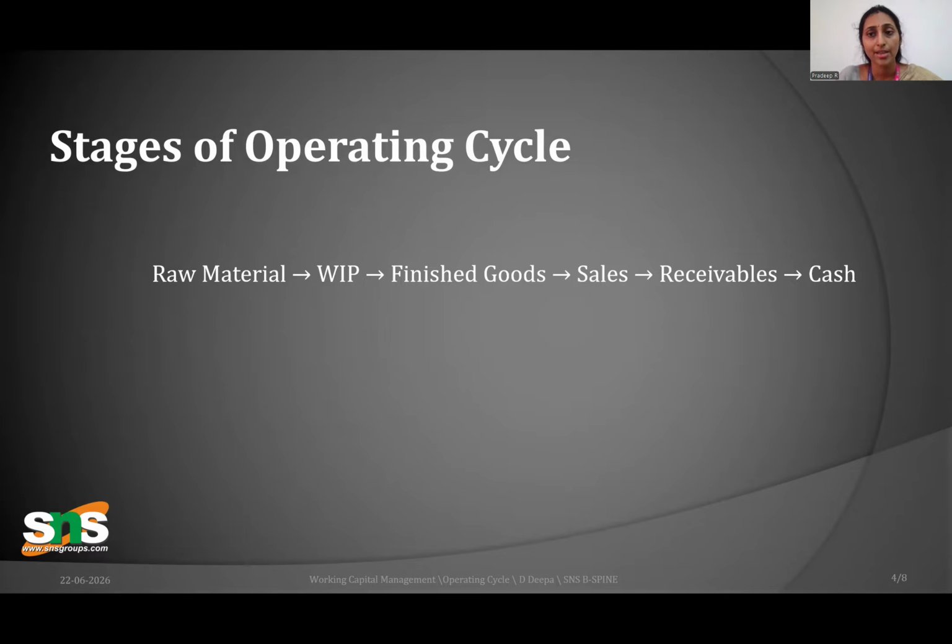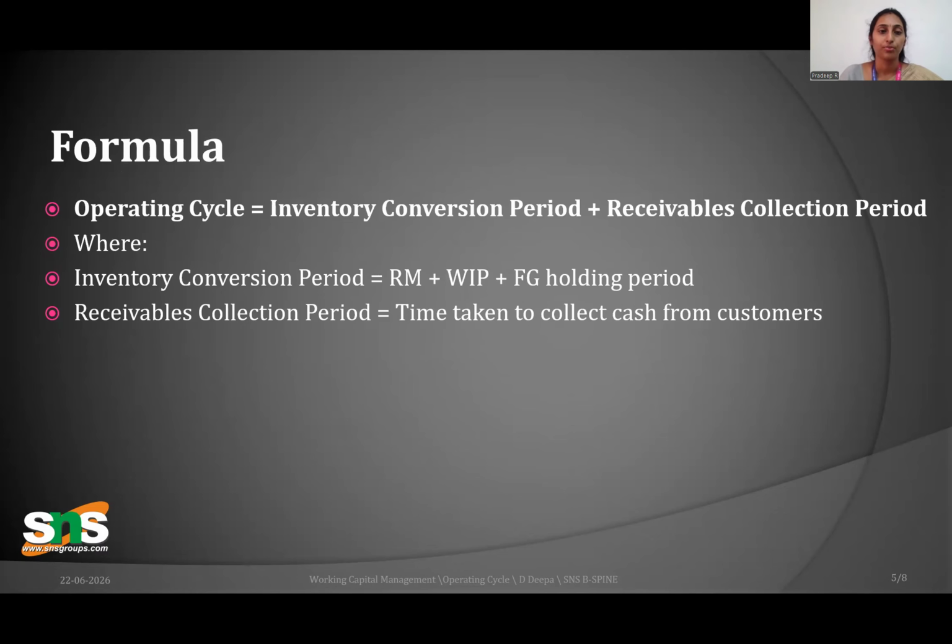Next are the stages of the operating cycle. The first one is raw material. From raw materials, the next is work in progress. Next to work in progress, it is converted into finished goods, and finished goods to sales. From sales, you get your receivables, and that is actually your cash. The operating cycle formula is inventory conversion period plus receivables collection period. Clear? The combination of these two is called the operating cycle.